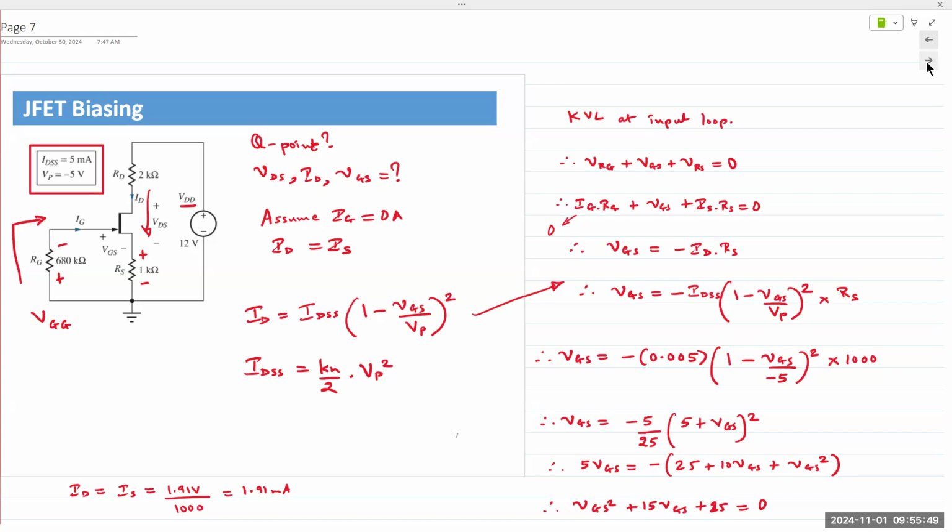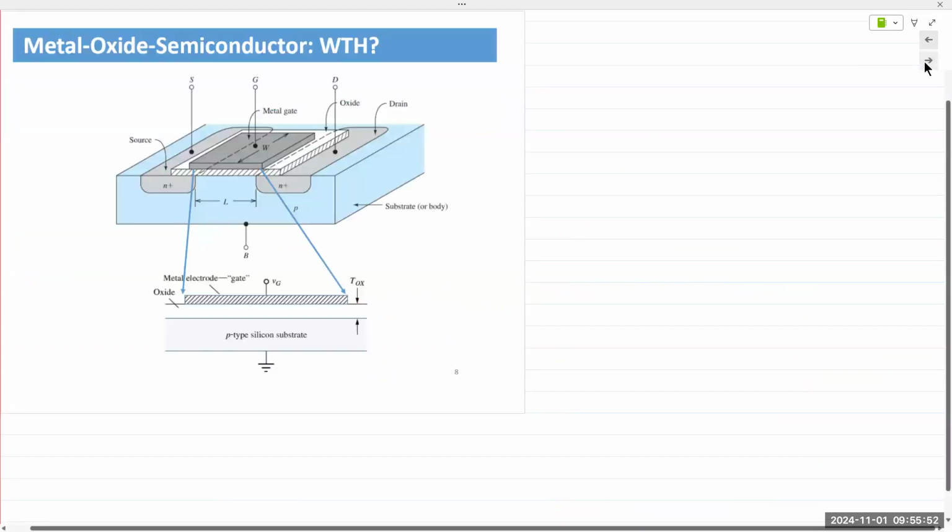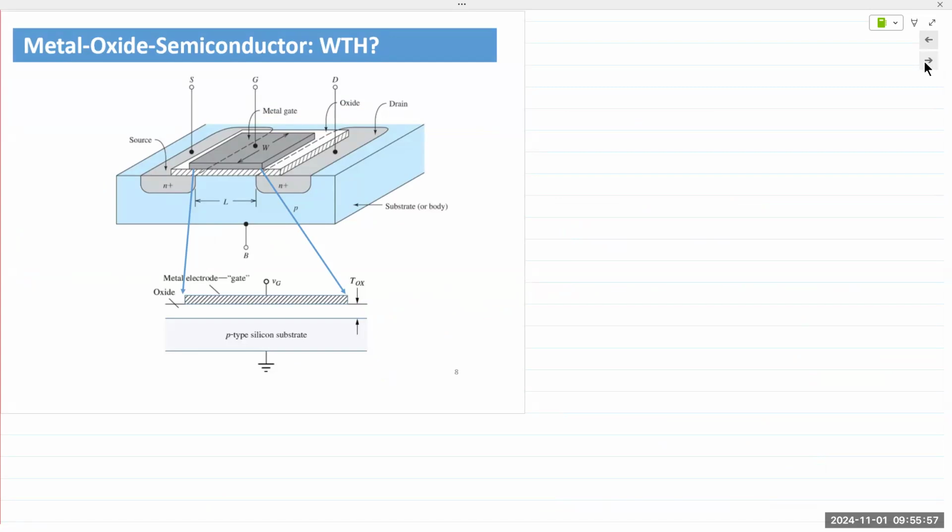Okay, let's look at MOSFETs. What the heck are MOSFETs? The name is, well, that's quite a mouthful, metal oxide semiconductor field effect transistors. Yeah, that's where the name comes from. So MOS comes from the fact that we use metal, oxide, and semiconductor in the construction of this device. So there's a semiconductor layer right here. You have an oxide layer right here. That oxide is silicon dioxide.